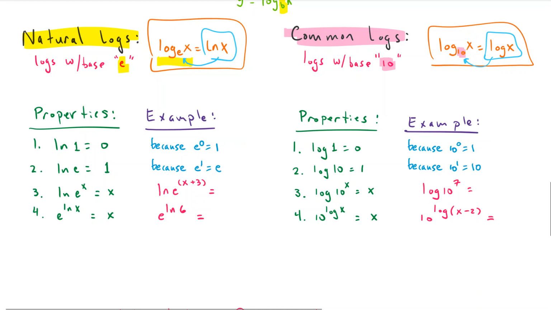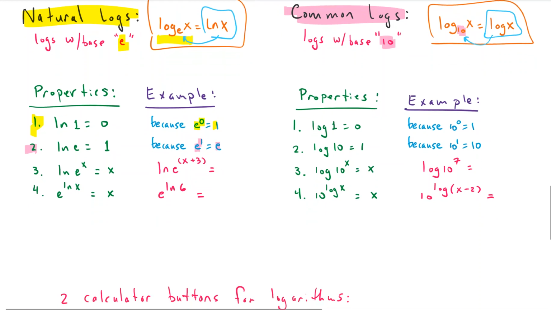So with the natural logs, we'll start first with rule number 1. ln of 1 equals 0. That's because e to the 0 gives you back 1. Second one, the natural log of e gives you back 1. And that's because e to the 1 equals e. Third one, the natural log of e to the x is just x. Again, these are the two reciprocal properties.